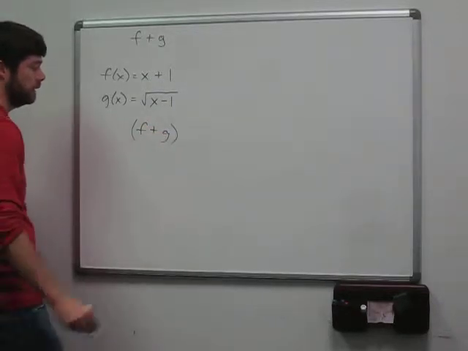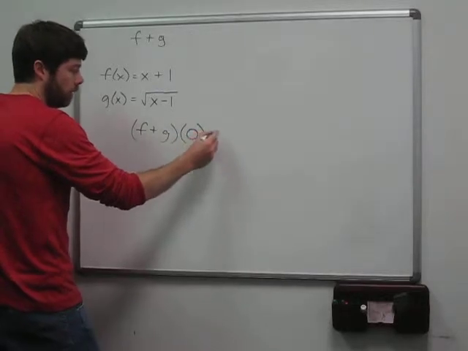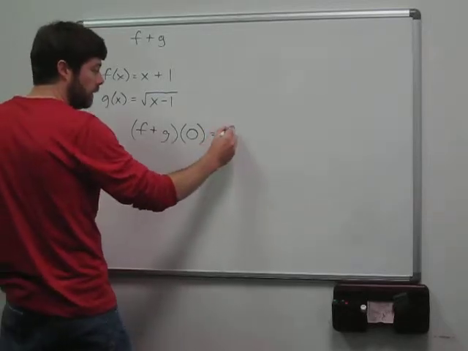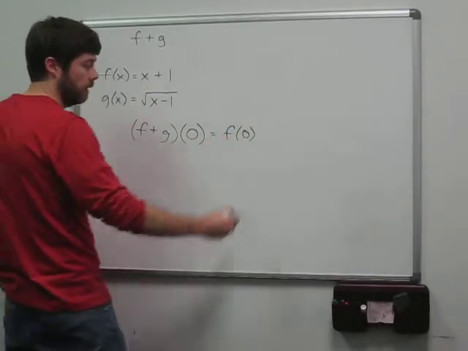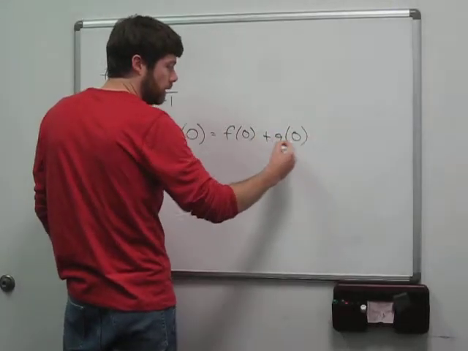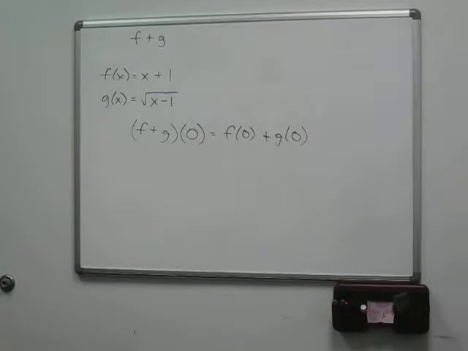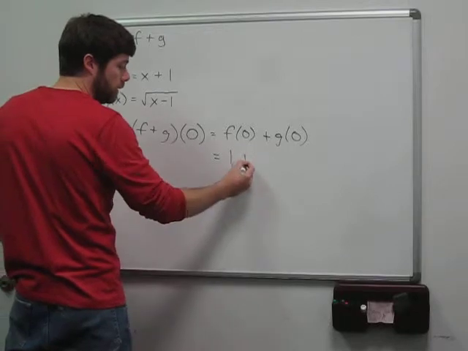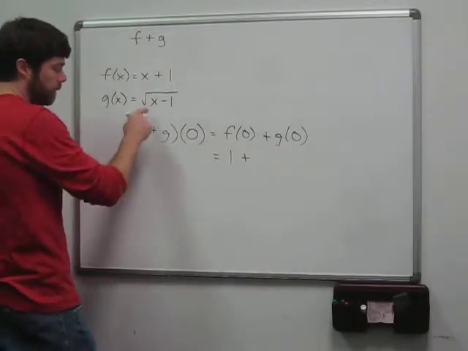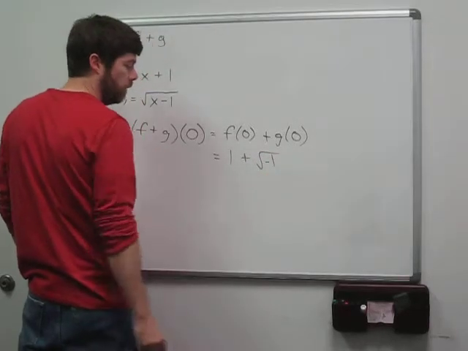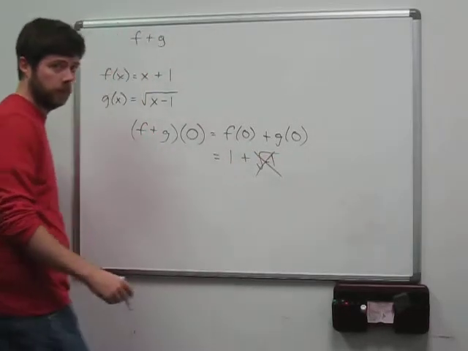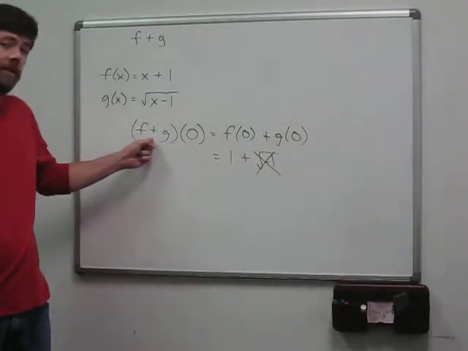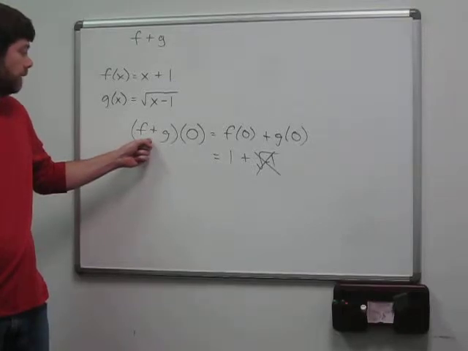So let's start by just investigating what our function f plus g would do with an x value of 0. Right? By definition, we should take our function f evaluated at 0, take our function g evaluated at 0 and add those two numbers together. Well, f of 0 is going to be 1. g of 0, when we plug 0 in for x, we're going to get the square root of negative 1. And that is not a real number. Right? So 0 is not in the domain of f plus g of x. Okay?